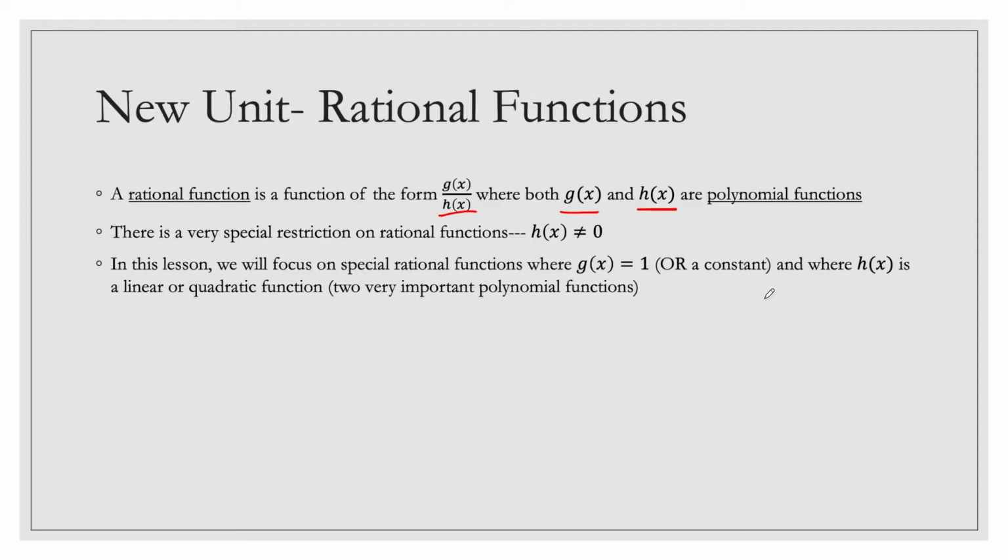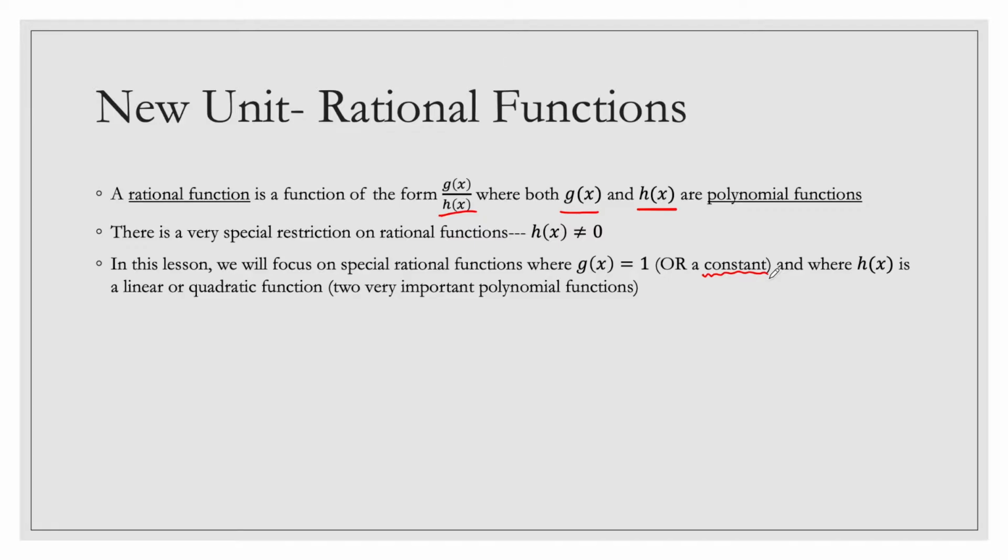In this lesson, we're going to focus on special types of rational functions where the numerator g of x is 1, and sometimes we will look at cases where it's a constant, but most of the time it's going to be a numerator of 1, and h of x, which is the denominator, is going to be a linear or quadratic function. So we're just going to focus our attention on this. There are also reciprocals of cubic functions, but like I said, in this lesson, we're just going to focus on linear and quadratic functions. However, a lot of these ideas can be applied to other functions as well.